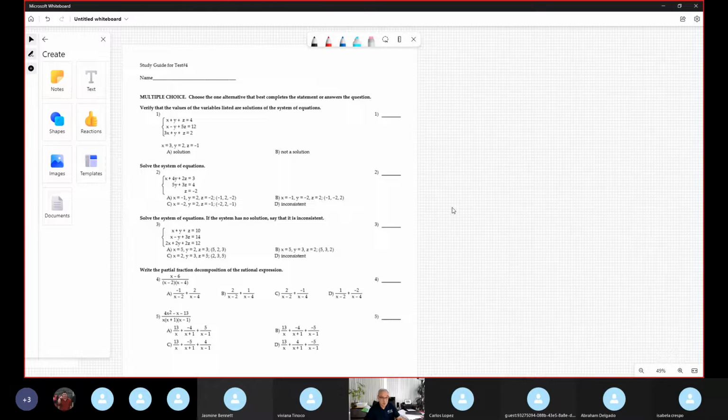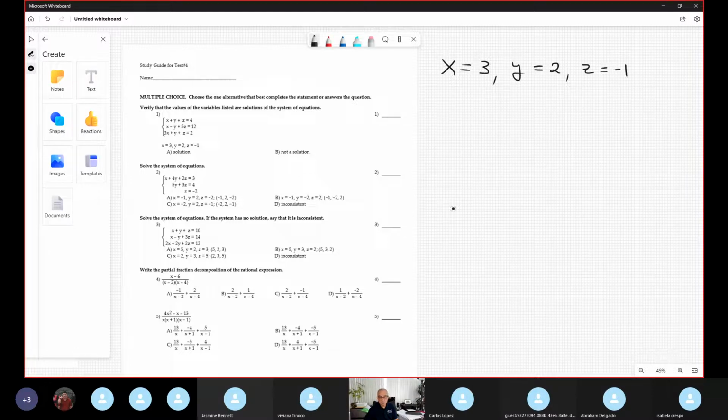Question number one is super easy because one system of equations is given and you need to verify if the solution given is a solution or not of the system. One possibility is to solve the system and compare, but that takes too long. Another is substitution, one by one in each equation, and verify it is true. The proposed solution is x equal 3, y equal 2, and z equal -1.